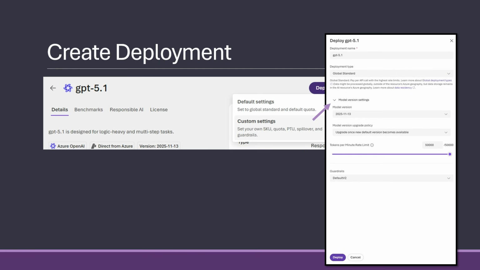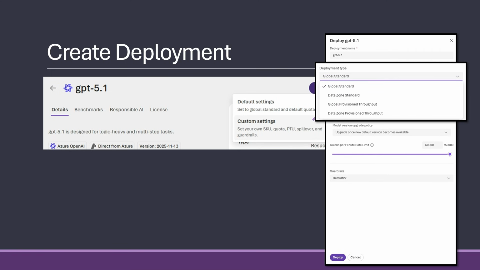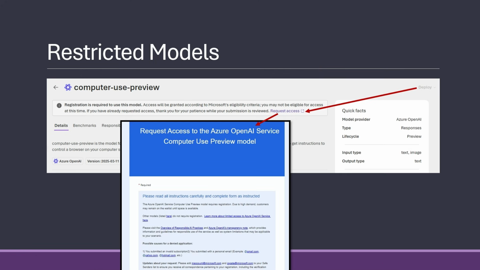There's the default and default v2, and you can make your own guardrails as well, which we'll cover in a later video. So once you do this, you deploy it, and you end up with a model.